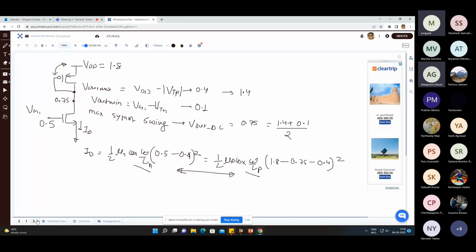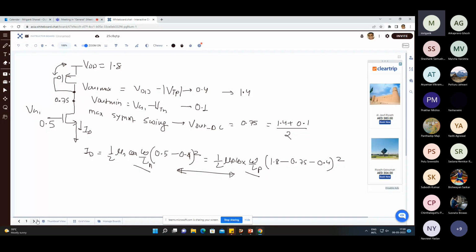So from this equation, the gain actually gets determined, right? That's what I'm saying. You have an additional constraint, and if you fix the W by L for max symmetric swing, it will basically limit the gain. You will get the gain which is available. If you want to increase the gain further, then you will ultimately have to play with the W by L of the PMOS, and that will change your bias point. So it is basically a co-optimization.